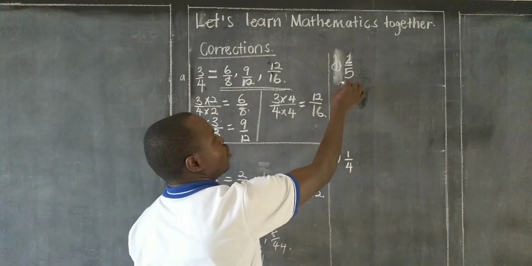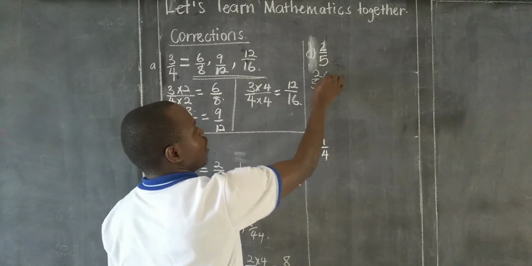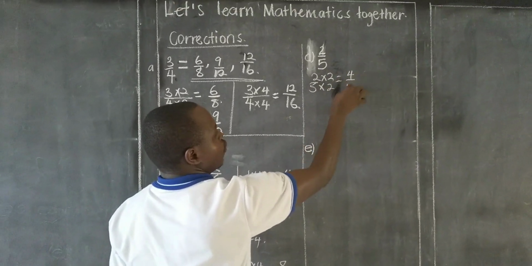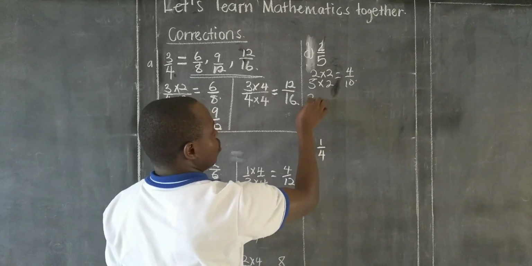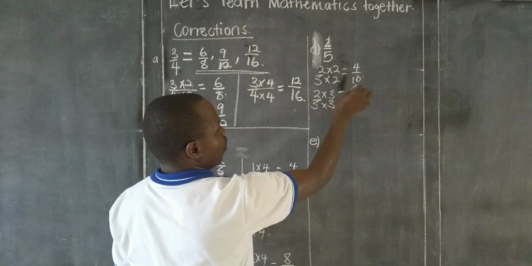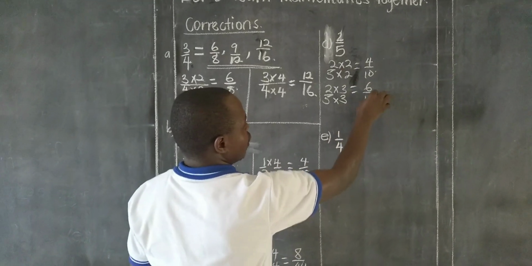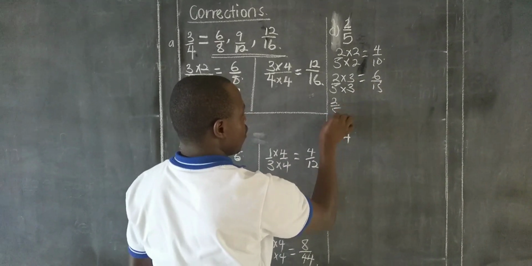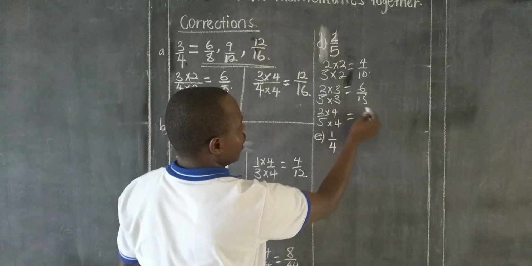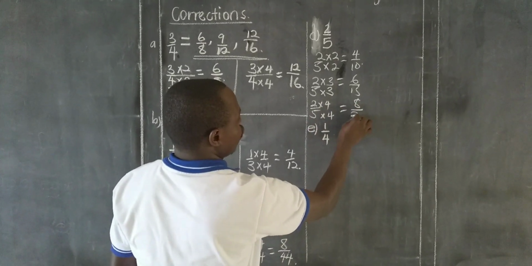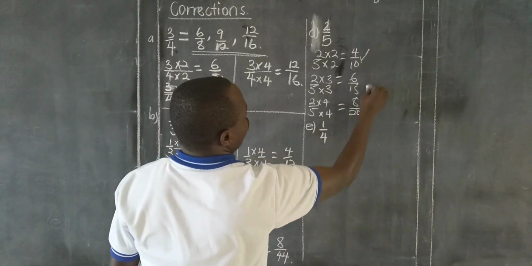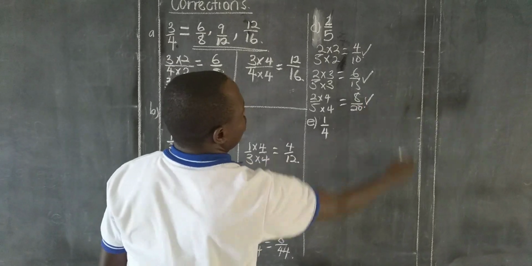This one will be 2 out of 5 times 2, which will give us 4 out of 10. 2 out of 5 multiplied through by 3 will give us 6 out of 15. 2 out of 5 multiplied through by 4 will give us 8 out of 20. So the next equivalent fractions for 2 out of 5 are these ones.